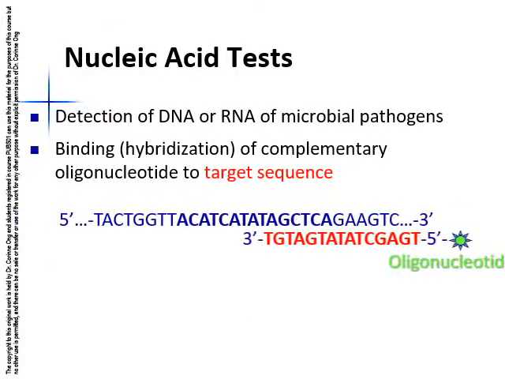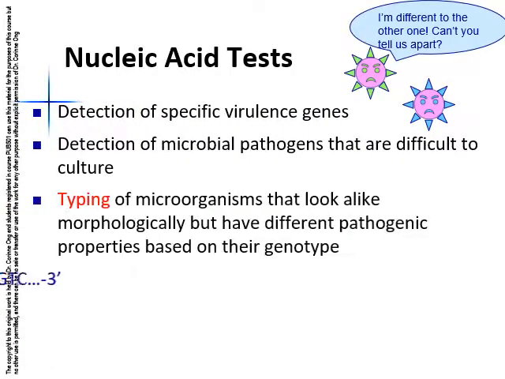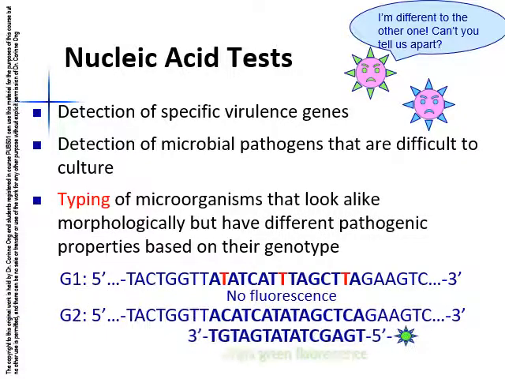Most nucleic acid tests involve the detection of either DNA or RNA of microbial pathogens. This is carried out using hybridization or binding of oligonucleotide probes that have complementary sequences to the target gene sequence in the pathogen of interest. If you look at the sample sequence below, you can see that the oligonucleotide probe is only 15 bases long, and it binds to the complementary target sequence. Like the immunofluorescent assay antibodies, the probes are usually labeled with fluorescent dyes. Probe hybridization is useful for the detection of specific virulence genes and microbial pathogens that are difficult to culture.